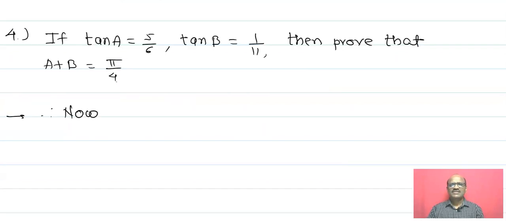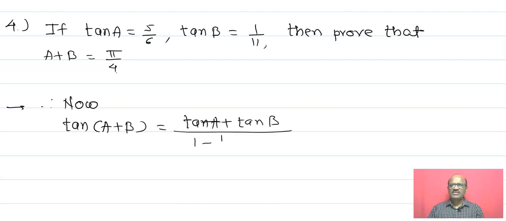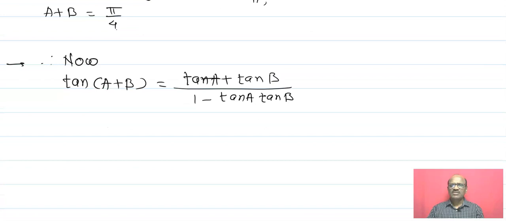Now, next is, if tan of A is equal to 5 by 6 and tan of B is equal to 1 upon 11, then prove that A plus B is equal to pi by 4. Now, again, this is a very simple example. Apply the formula tan of A plus B is equal to tan A plus tan B upon 1 minus tan A into tan B, and substitute the values.